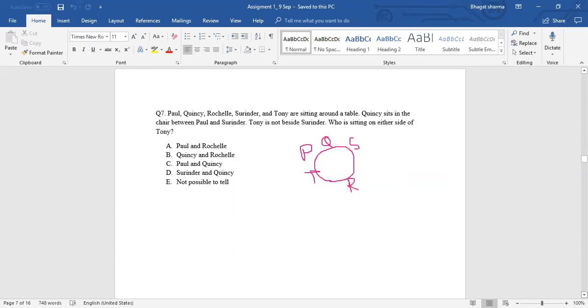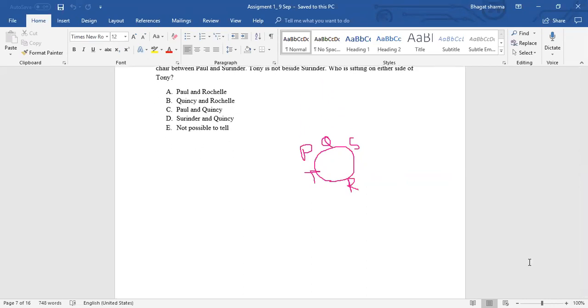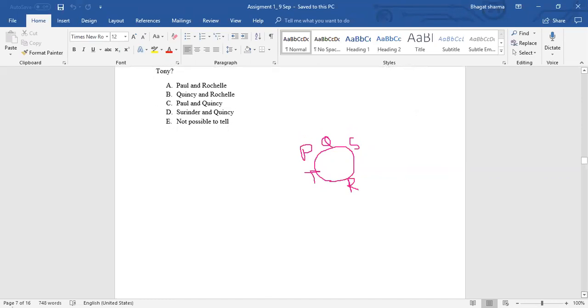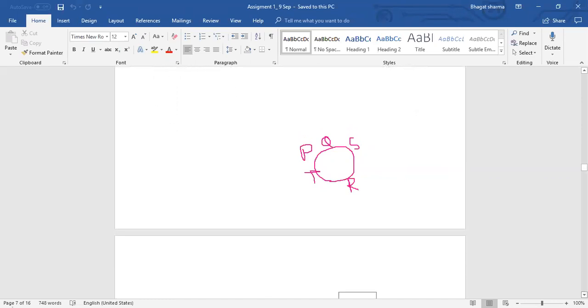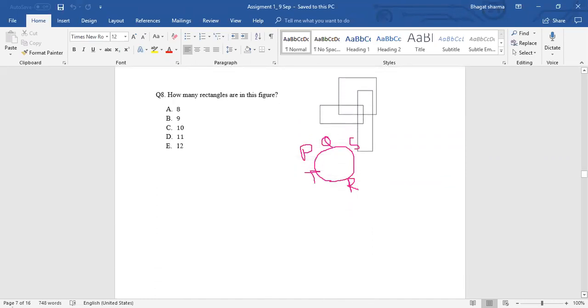All of you did it the same way? Yes. Okay. So quite an easy question. Let's move to the next one. Okay. How many rectangles are there in the figure?